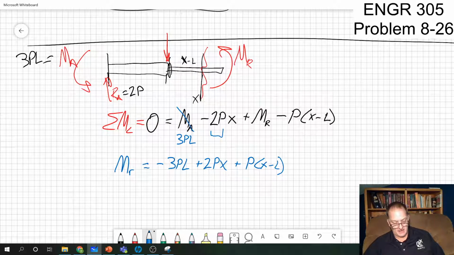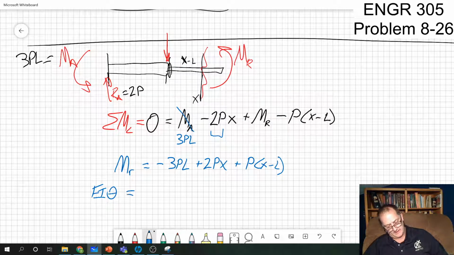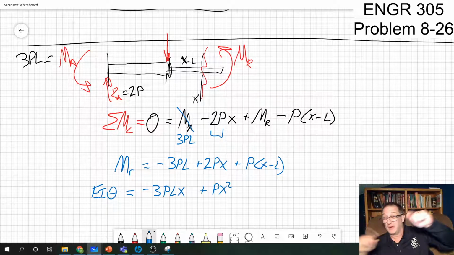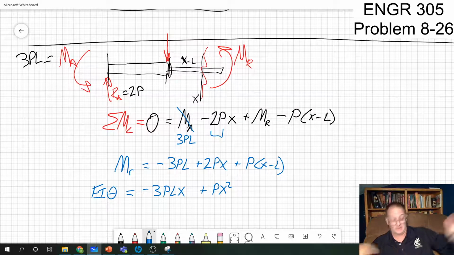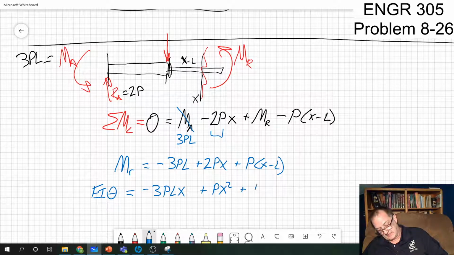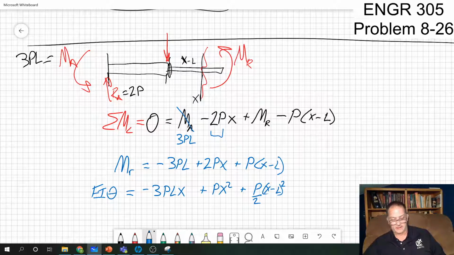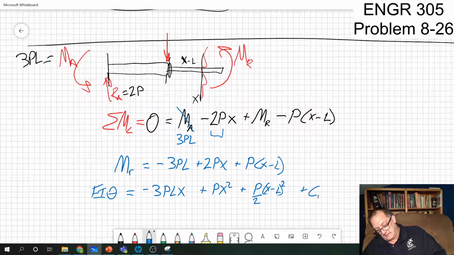Just write that out. Now I can write EI theta is equal to minus 3PLX plus PX squared. The 2's went away. Remember that? Because it's going to be the same term that we had before. And then plus P times (X minus L) quantity squared over 2. Plus a constant.